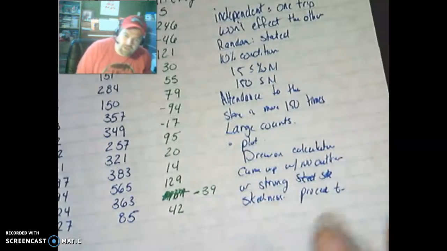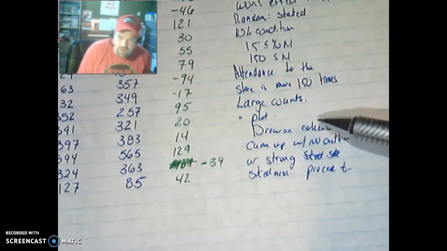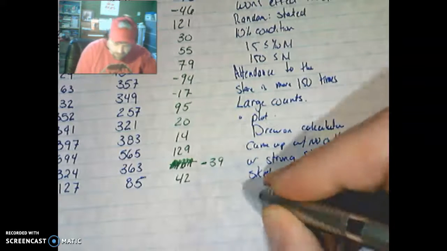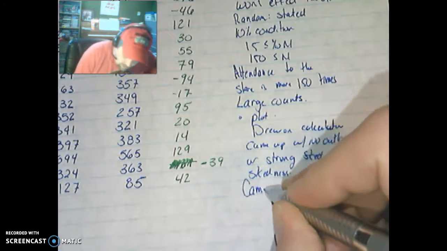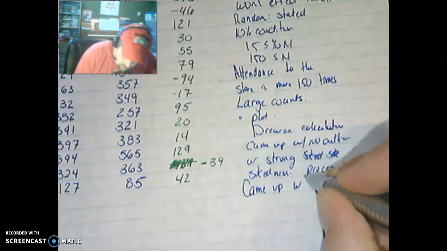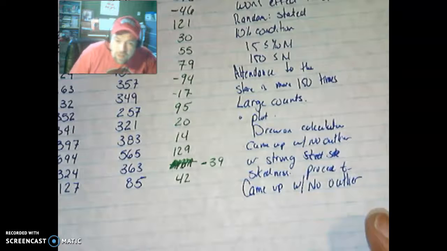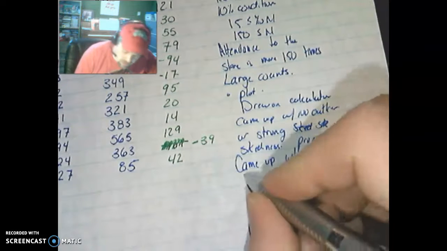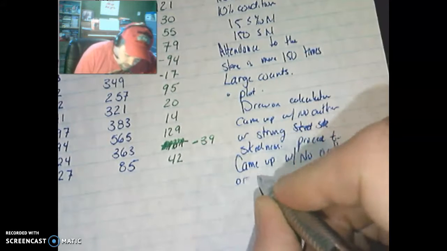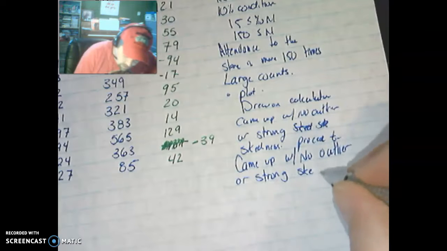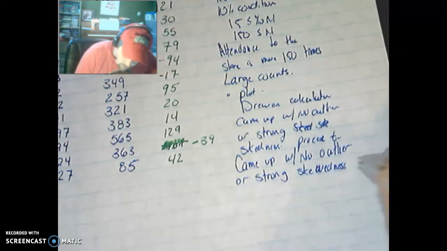And you guys aren't here to yell at me that you can't see it. So I drew on the calculator, came up with no outlier. And then what I put up there too is no strong skewedness. And we're going to proceed to a t-test.